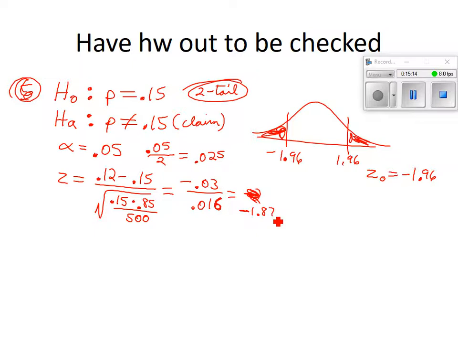Negative 2 was in the region, this one's out of the region, so it's close, but it's going to be somewhere right in there. So what's that tell us? Fail to reject the null. So we fail to reject the null this time.